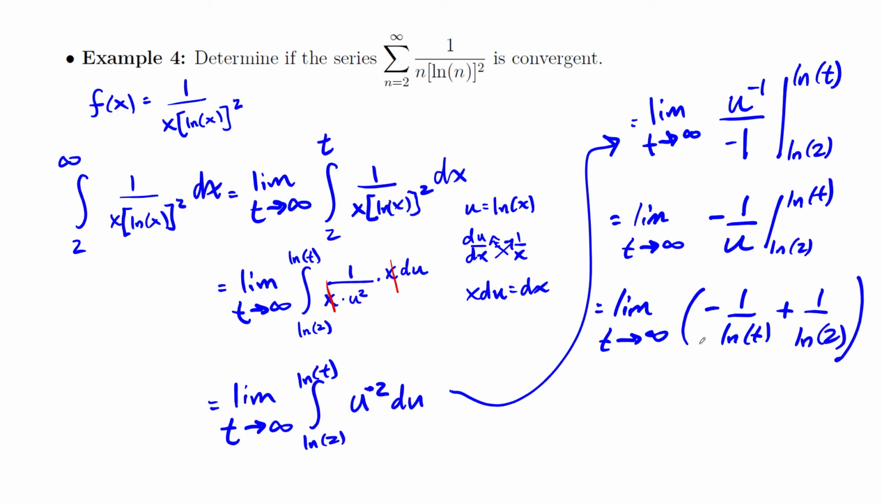But the important part here is what happens when t goes to infinity. As t goes to infinity, this number on the bottom gets larger and larger and larger, which means this entire term goes to 0. So that means that the limit exists and equals 1 over the natural log of 2. So we can say that since the integral is convergent, so is the series.